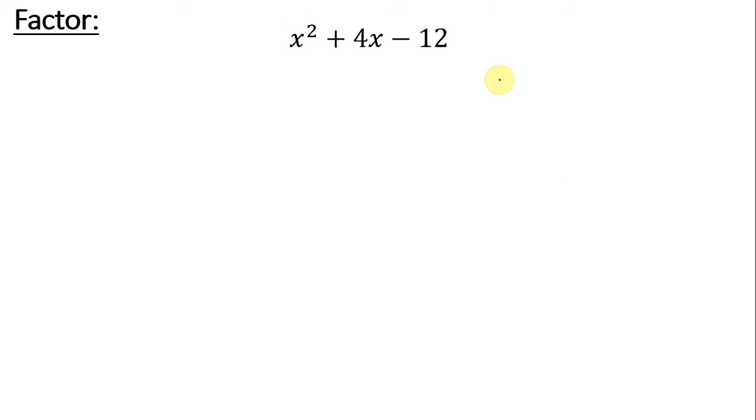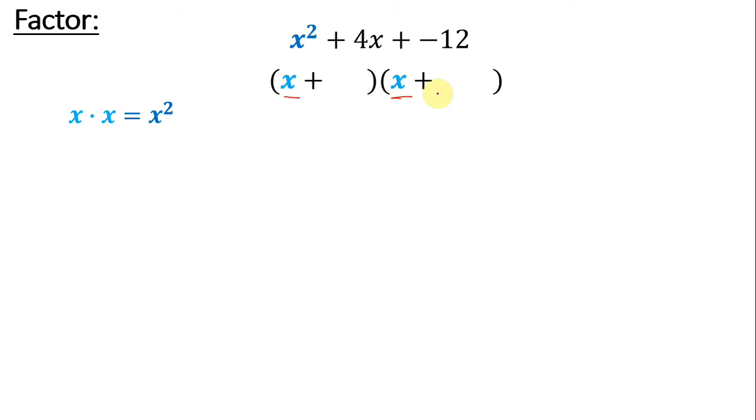X squared plus 4x minus 12. The first thing I'm going to do is change my subtraction to plus negative, as always. I'll write my parentheses, add my plus signs, and I'm going to think about what two numbers or what two variables I'm going to multiply together to give me x squared. The only quantities or variables that will do that for me is x times x. So my first spot here and here are going to be filled with x. X times x gets me my x squared. That part's done.